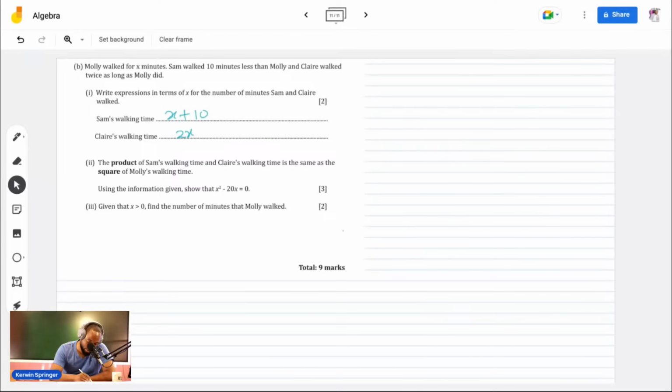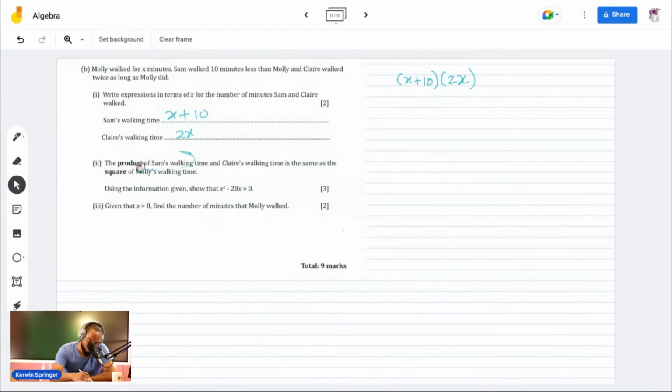So let me take this one step by step. The product of Sam's walking time, x plus 10, and Claire's walking time. Product means multiply. So I just need to multiply the two. We going good so far? The product of Sam and Claire.